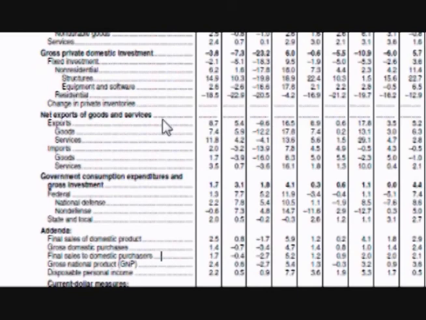The fourth category, government consumption expenditures and gross investment, is all spending and investing by federal, state, and local governments.